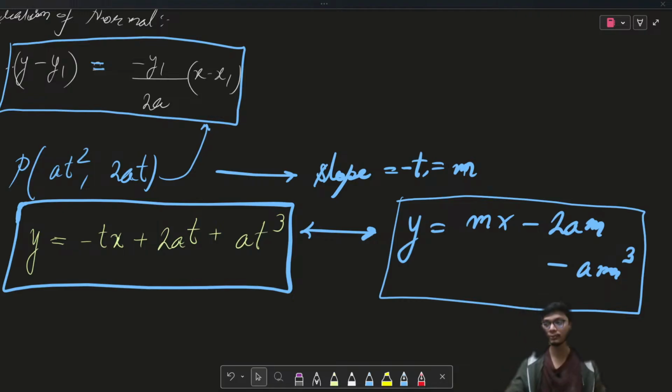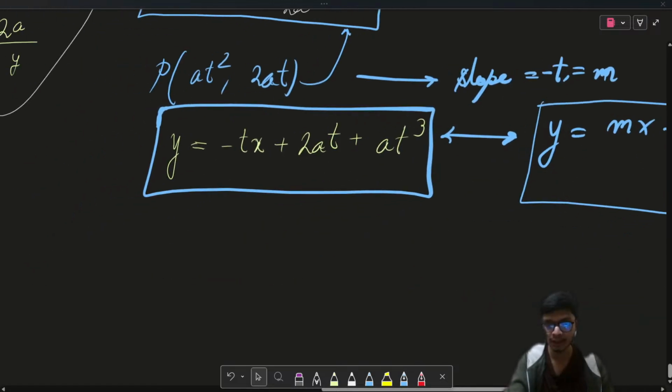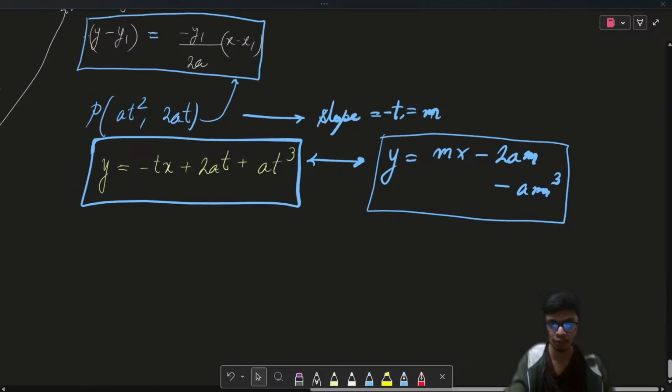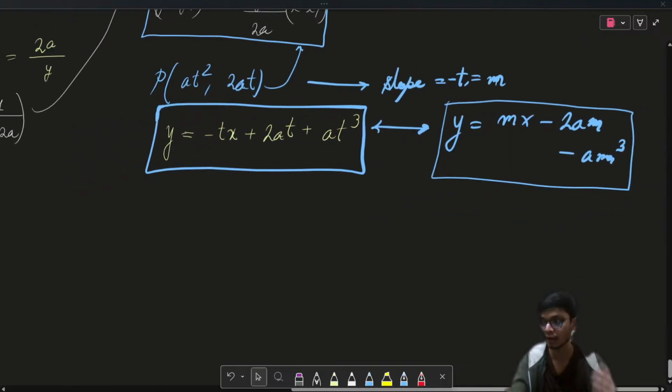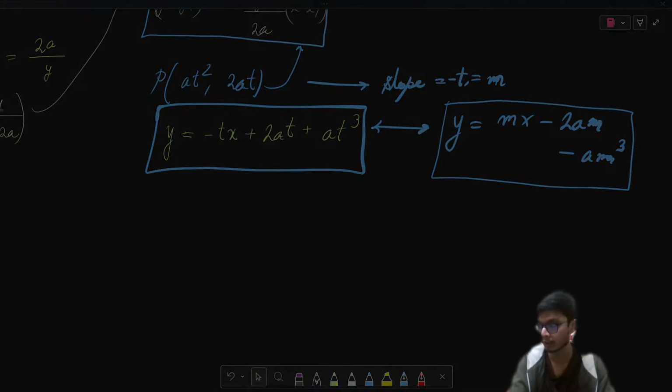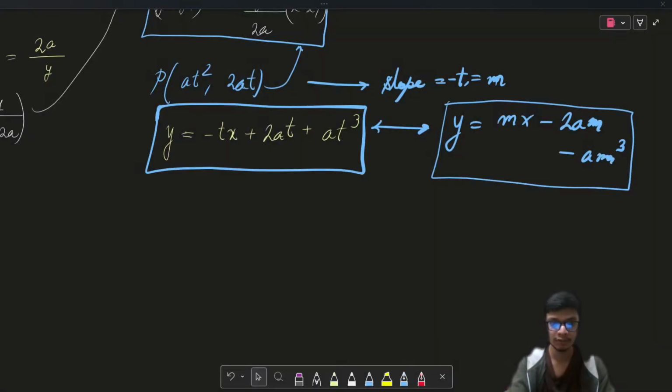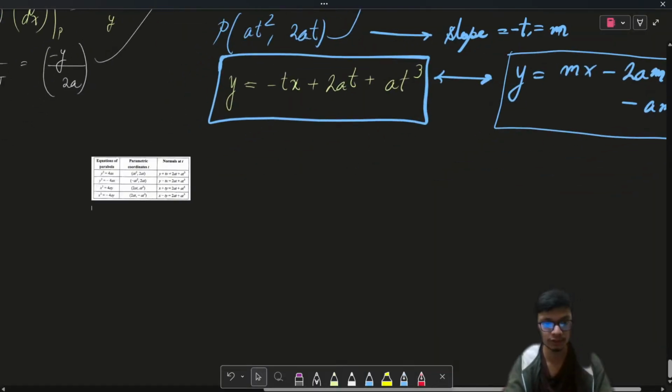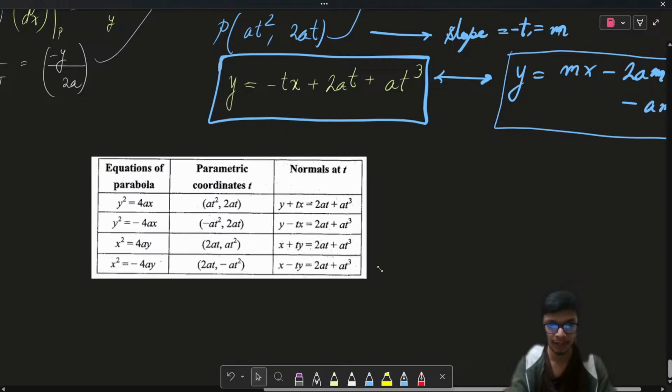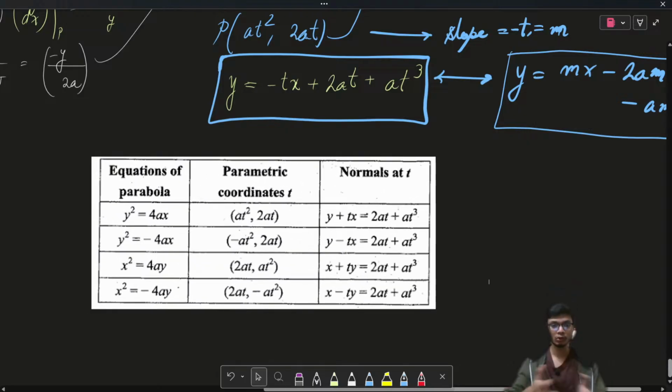Is this part clear to all of you? Okay. So we are definitely going to solve problems on normal in our upcoming lecture. But before I end today's lecture, I want to also show you how the equation of normal would look like for all the other forms of standard parabolas, right? So let me show you how the equation of a normal would vary for other sets of standard parabolas, right? So this is how we're going to have the equation of normals to the parabolas for the other set of forms, right?